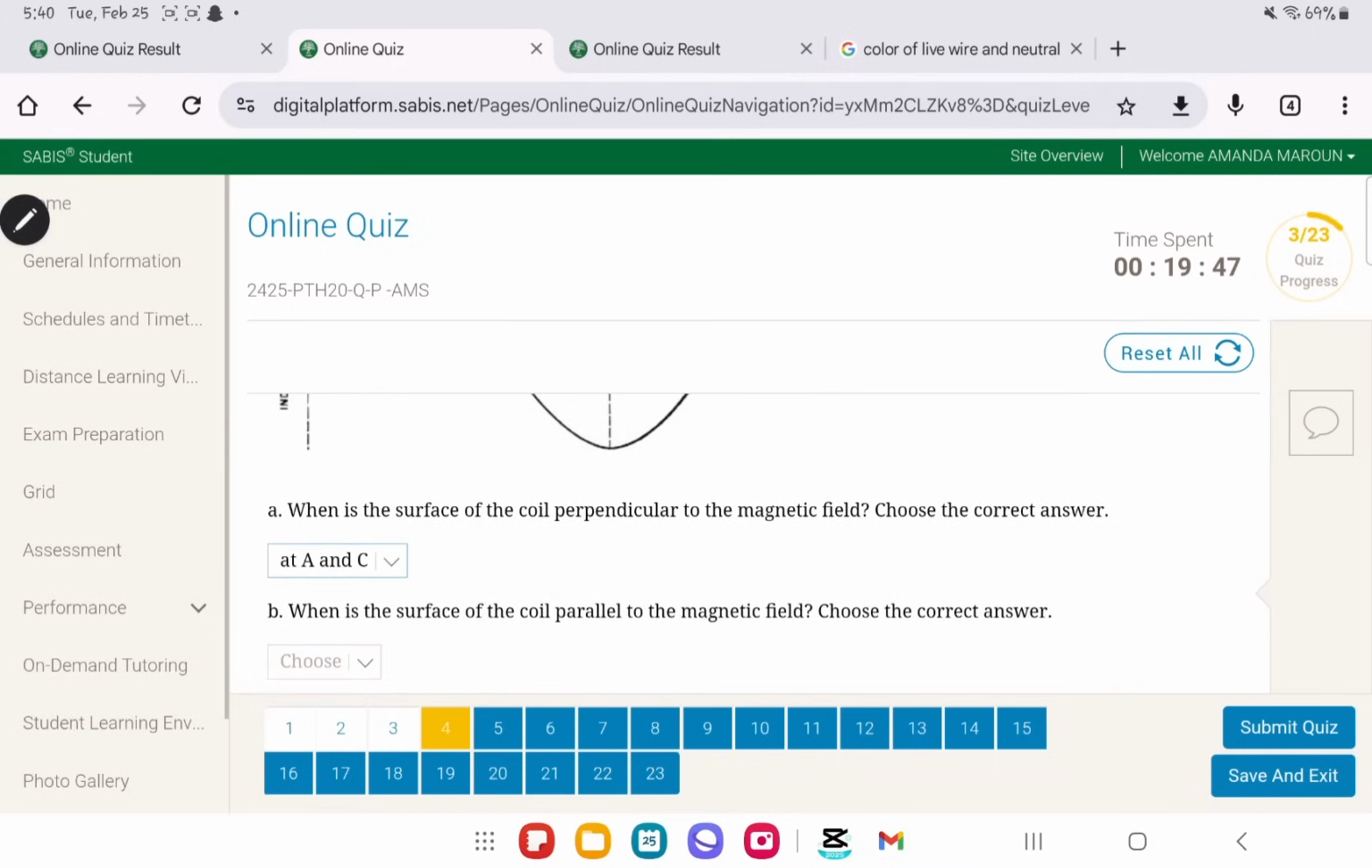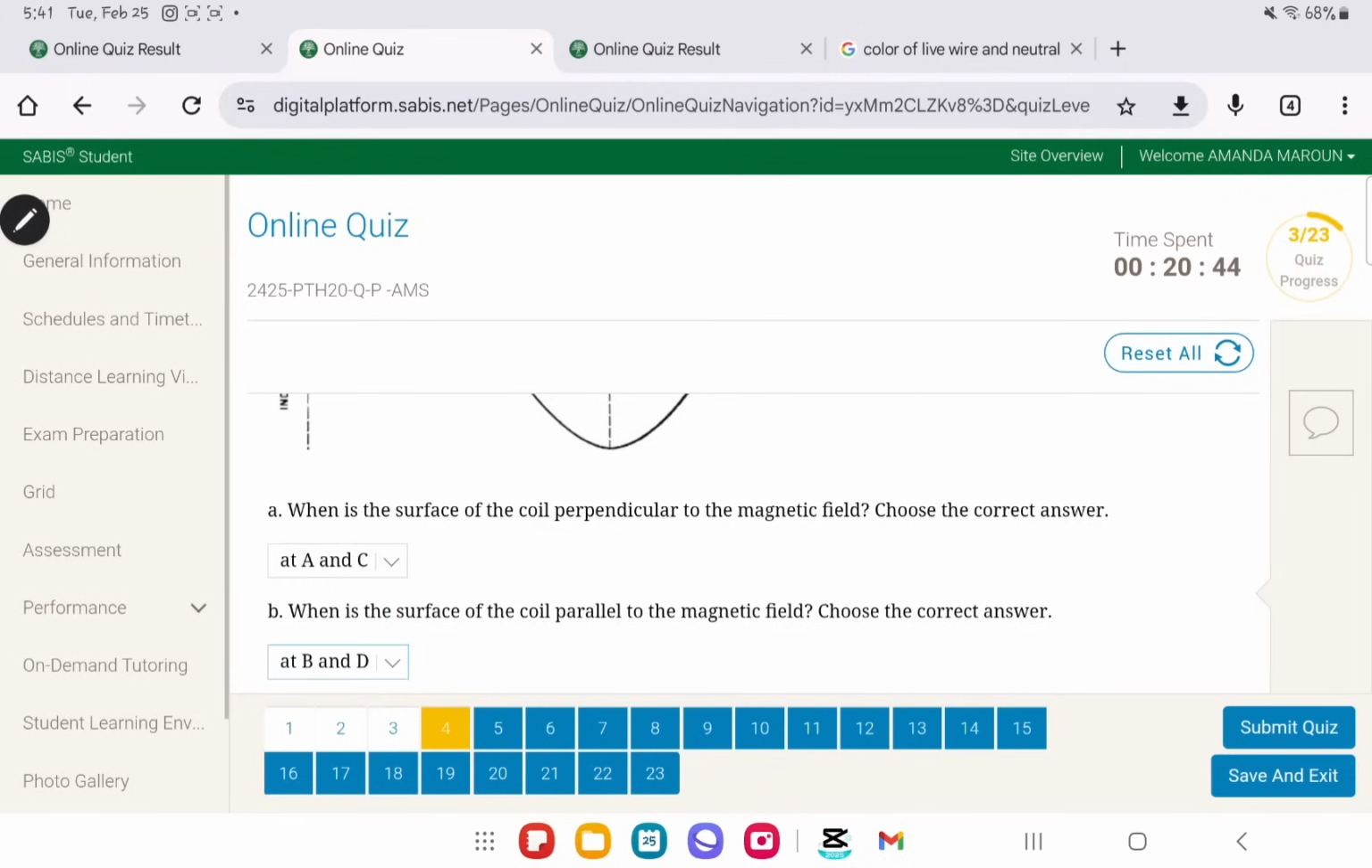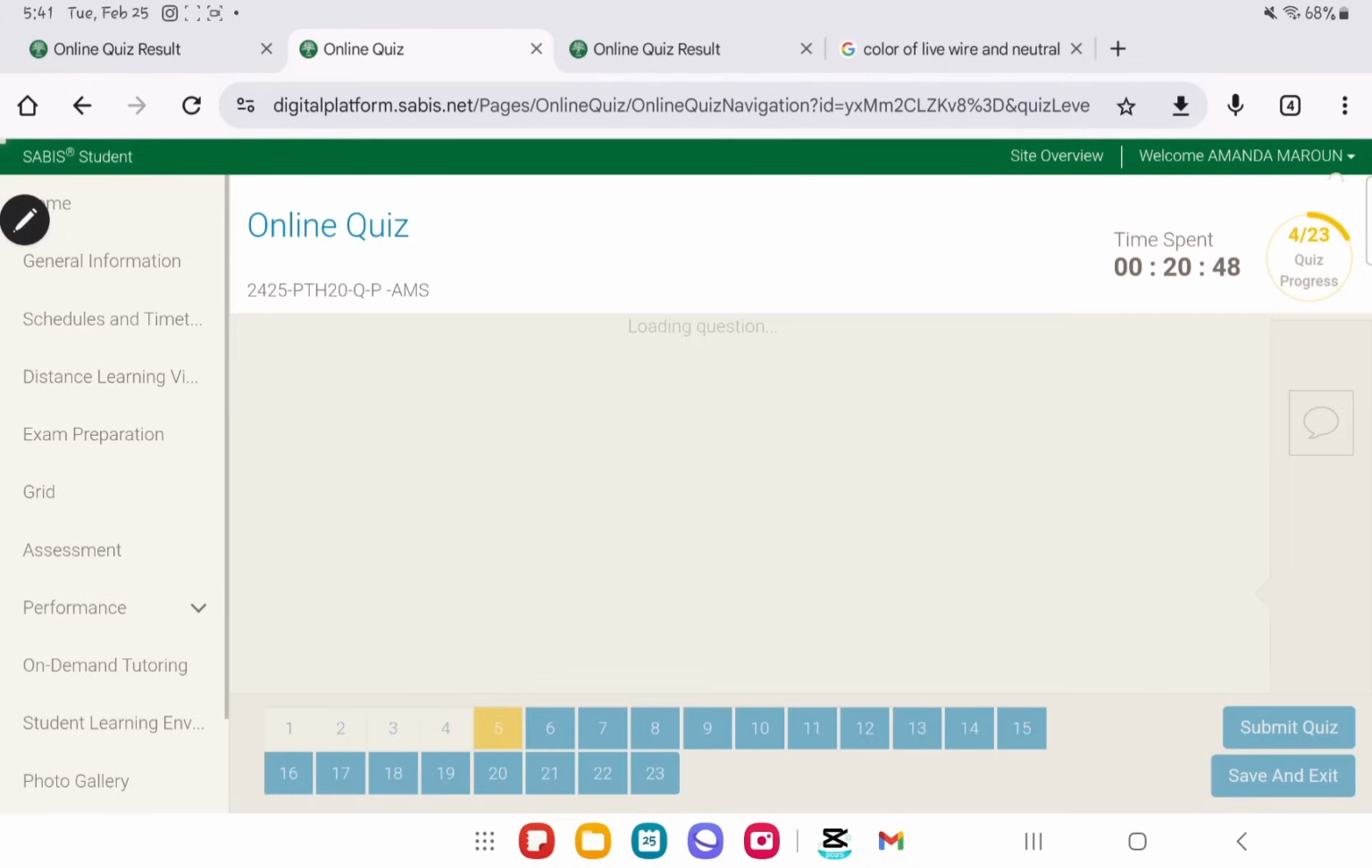Now, for the second one, they need when it's parallel. That means we're going to have maximum. Maximum can be in both directions, either upwards being B or downwards being D. So the magnetic flux is going to be maximal when it is parallel to the surface of the coil. In this case, you're going to choose the maximum point up and the maximum point down. We call these the extremes or the crests. So in this case, it's going to be B and D. We move on to question number 5.